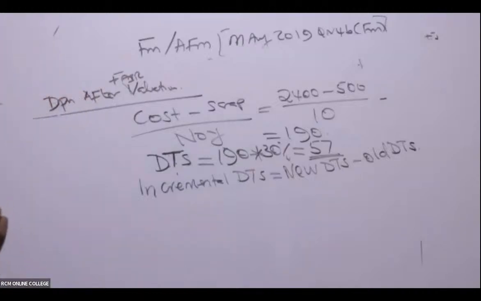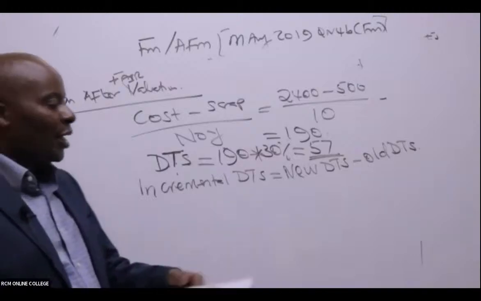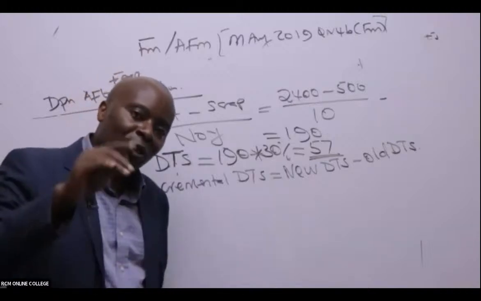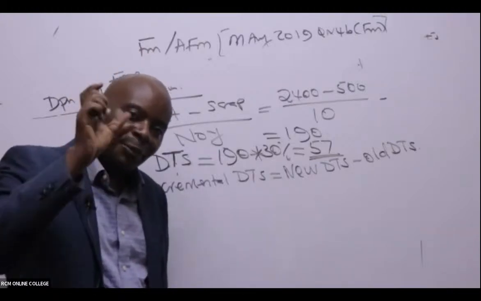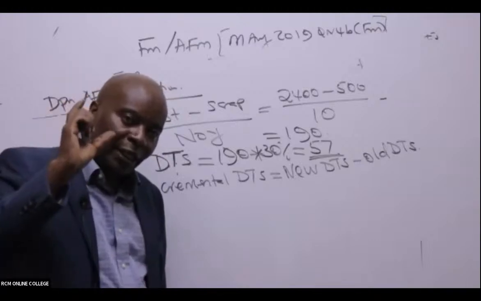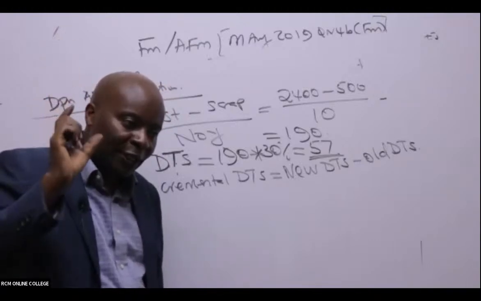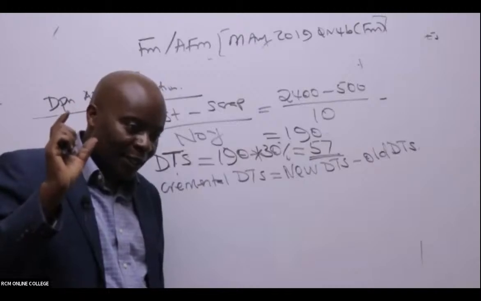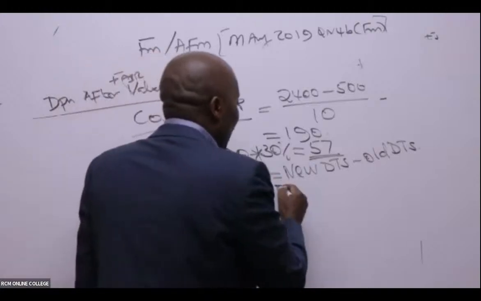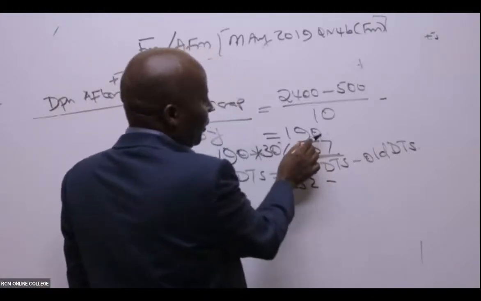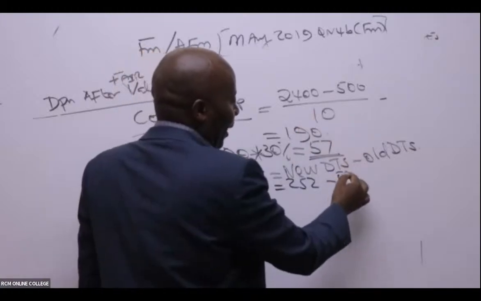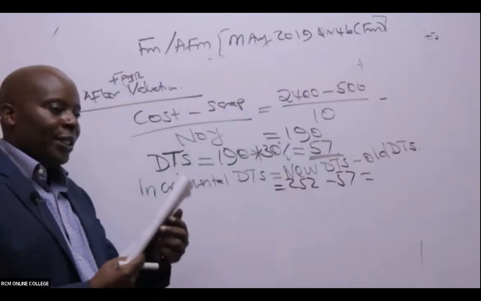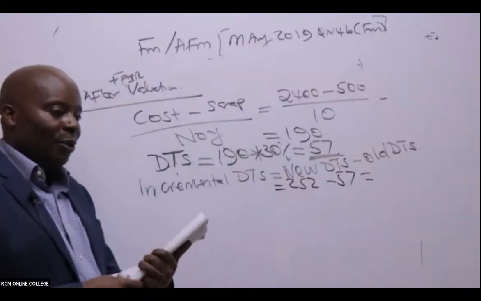So for me to get this incremental depreciation tax shield, I will take the new depreciation tax shield over the old. Is there somebody who is able to remind us what the new machine's depreciation tax shield was? We did that up there. Okay, great. 252 minus now the old. This was the old machine, which was revalued, minus 57. So what figure am I able to get here?